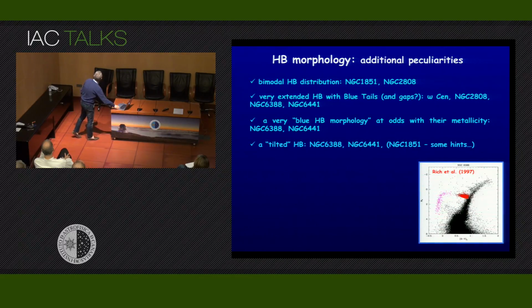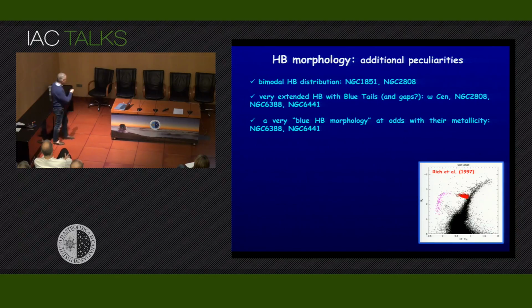Another interesting peculiar piece of evidence was the discovery of blue horizontal branch morphology in very metal-rich globular clusters. This is a famous globular cluster embedded in the bulge, NGC 6388, but there are also other cases. This is a very metal-rich globular cluster, more metal-rich than 47 Tucanae, which is the typical prototype of a metal-rich cluster. And you have a red stubby horizontal branch, as expected on theoretical grounds, but you also have a very extended blue tail. No chance to explain this in the canonical framework.